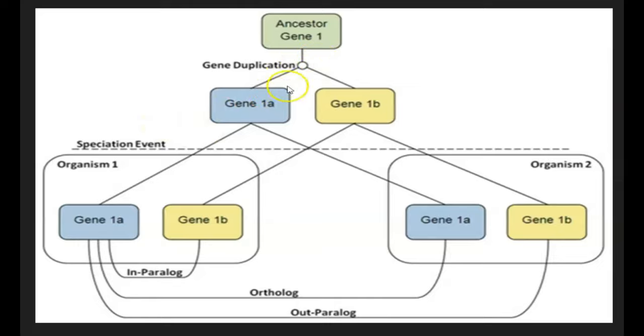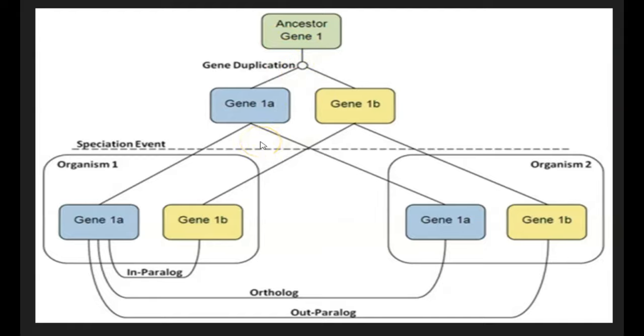First of all, if we have one gene, gene number one, and this gene has a duplication inside the organism, we have two genes with the same function because they have homology in the DNA sequence. So we have two genes in different locations in the genome, but they occupy the same function. Still, these two genes are inside only one organism.